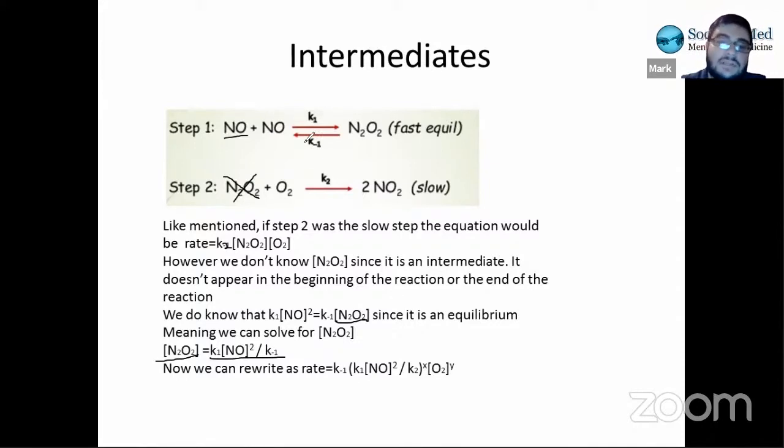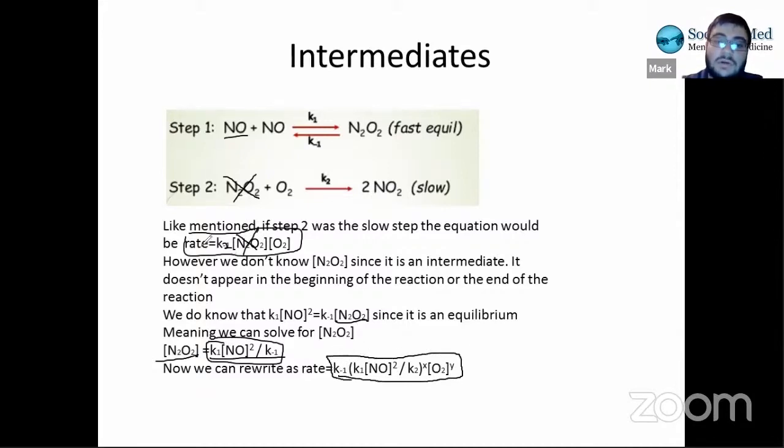So now we can take this overall rate law that we started with, which we couldn't use initially because it had an intermediate in it, this N2O2. We can't use intermediates. But now that we solved for what our intermediate equals, we can substitute this whole thing into this equation and actually get rid of the N2O2, right? And we can actually get this as our rate law, right?